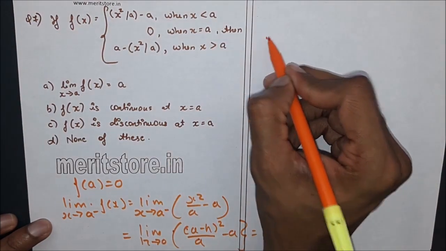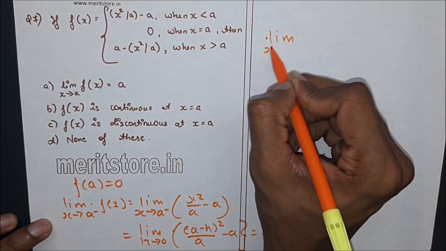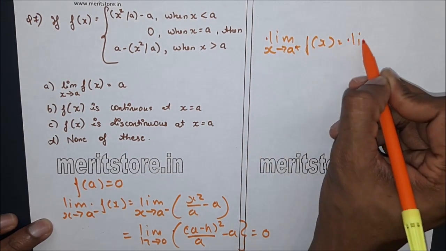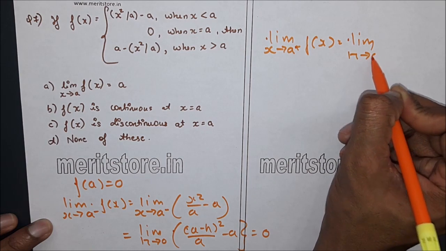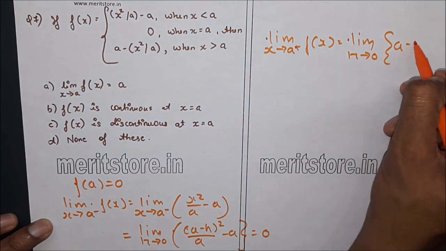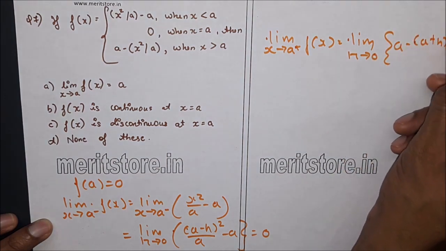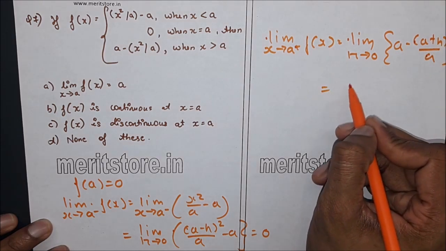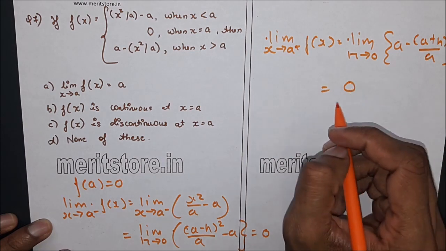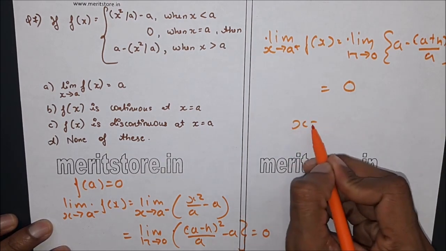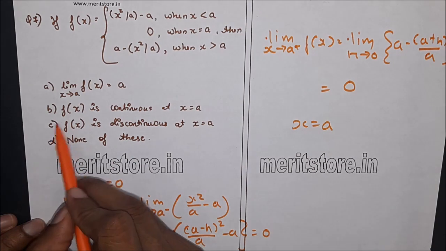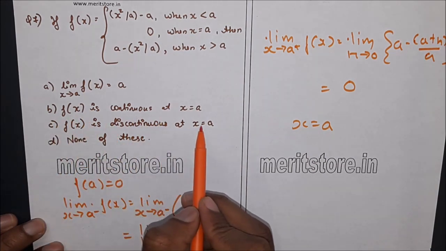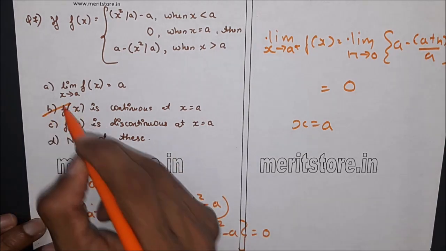Same for the limit x approaching from the right hand side, we get f of x is equal to limit h approaches 0, a minus a plus h the whole square by a, where we solve this, we get 0. Hence it is continuous at x equal to a. So if we see our option B, that is f of x is continuous at x equal to a, therefore B is the correct answer.